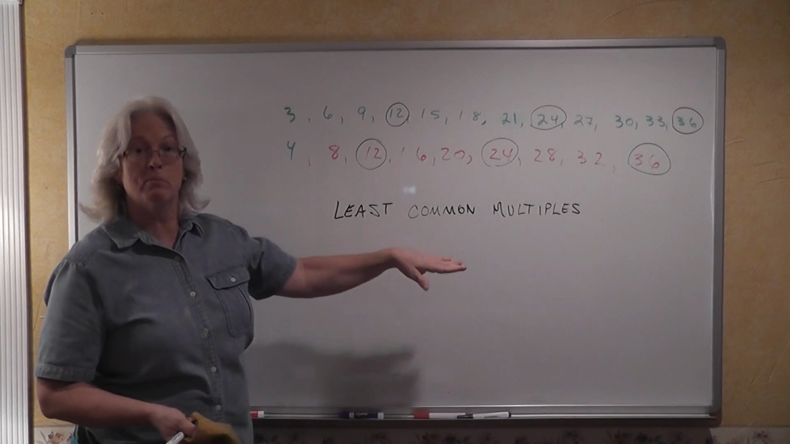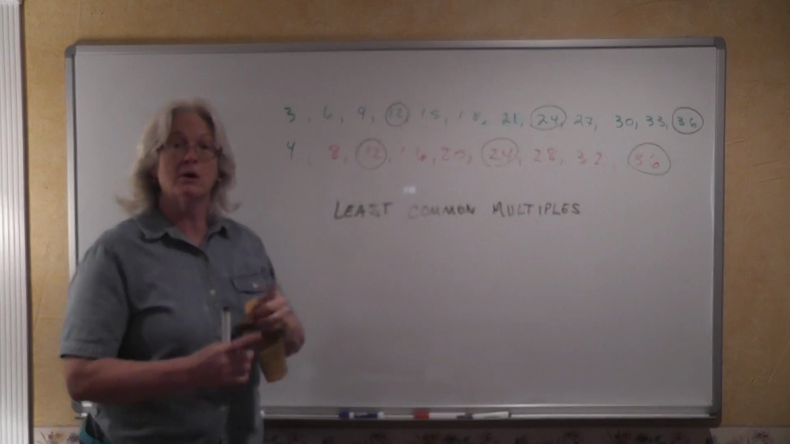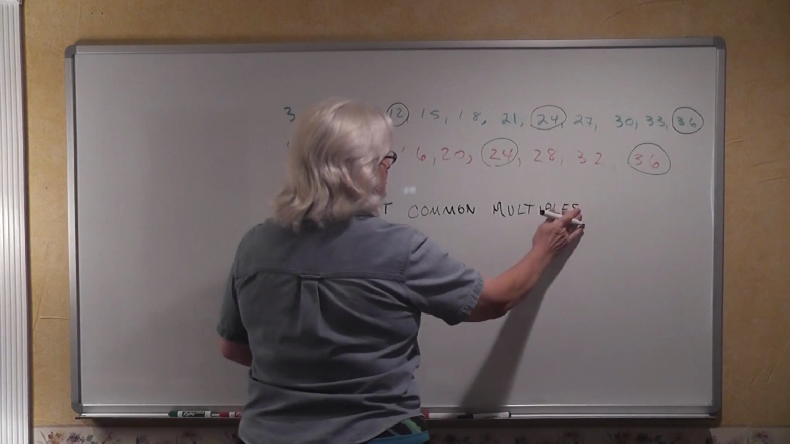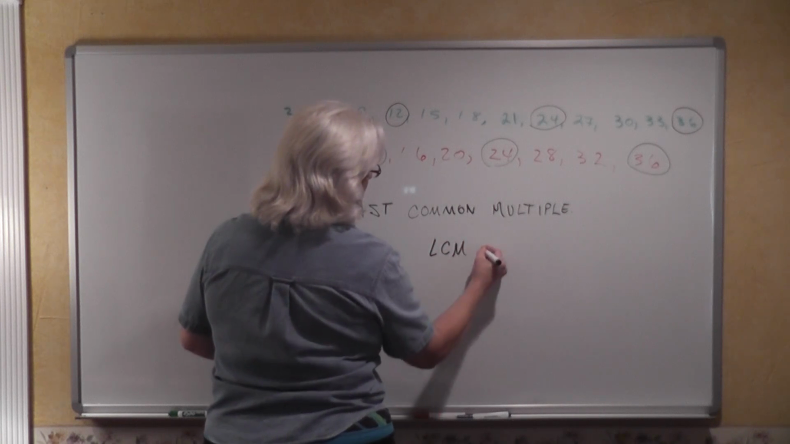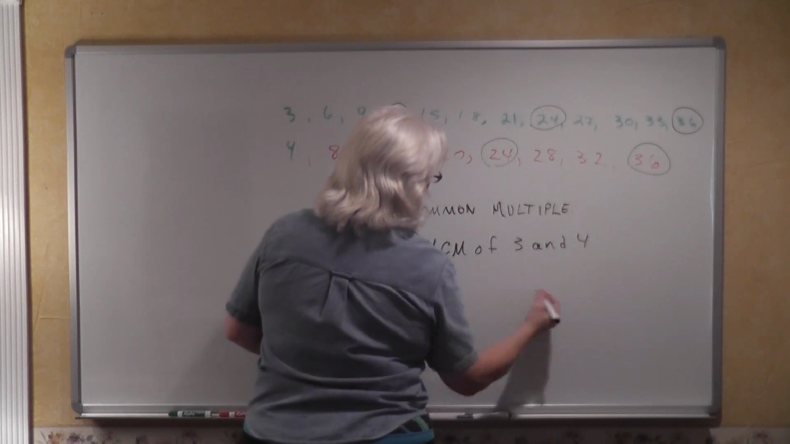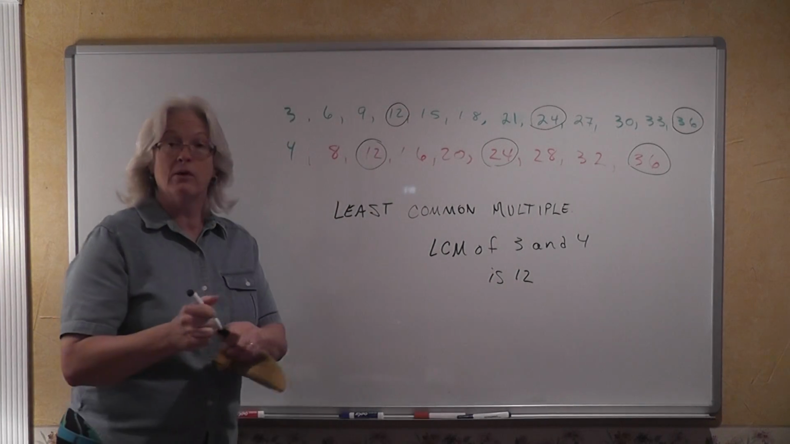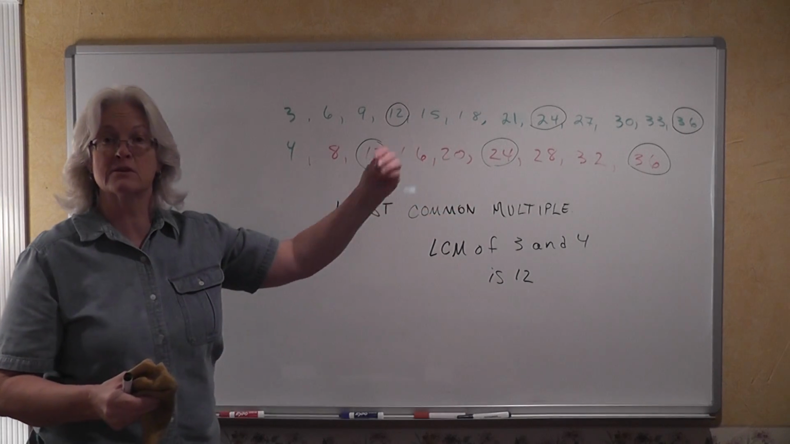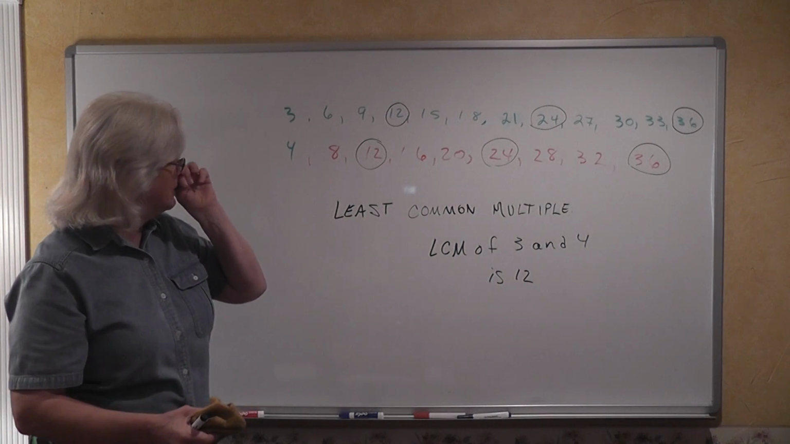So the least common multiple here means the smallest multiple that the two numbers share in common. So a least common multiple, or the LCM, of 3 and 4 is going to be 12. There are many common multiples. We've listed 3 of them here, 12, 24, 36. Then 48, 60, 72, and so on.